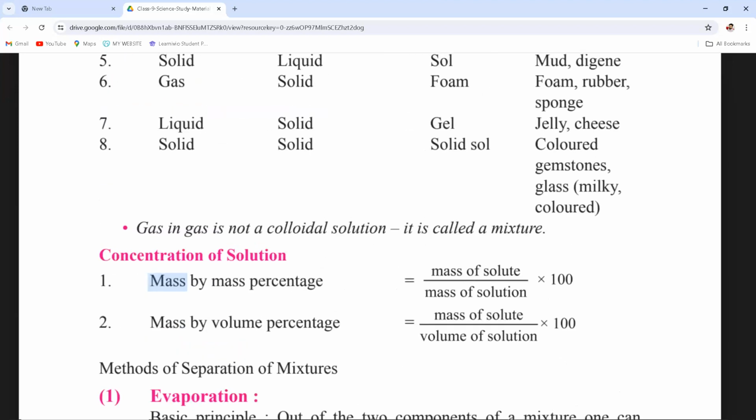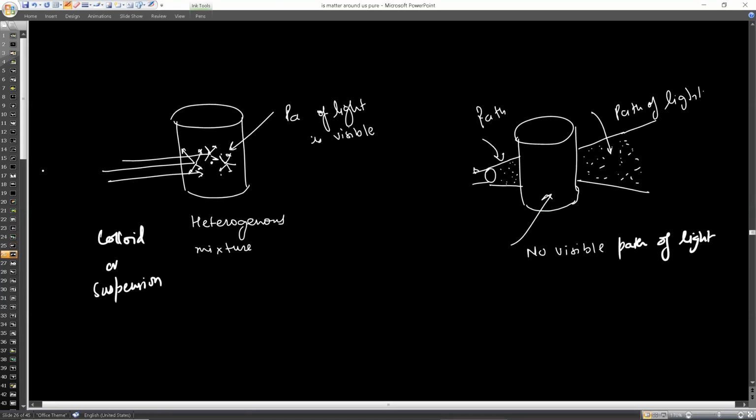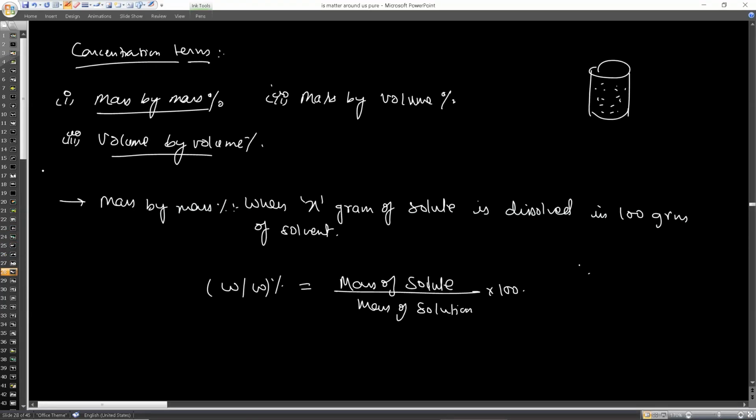Today we shall be moving to the mass percentage. What is mass percentage? Let's move towards that portion. This is a very important portion, and I'm going to teach you not only a single time, but multiple times. So what are concentration terms? I'm talking about the concentration terms.